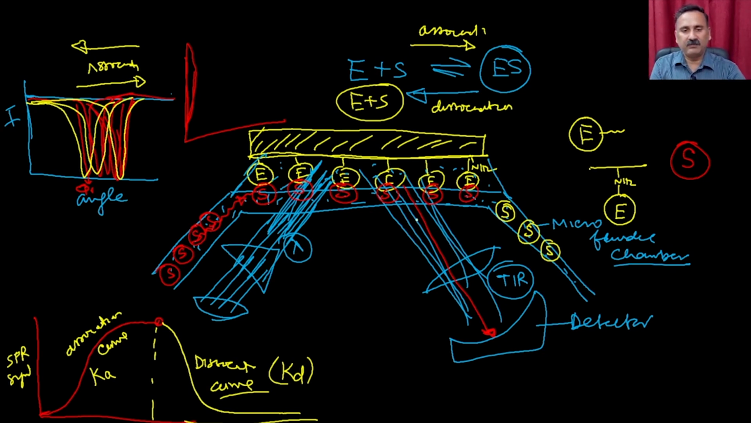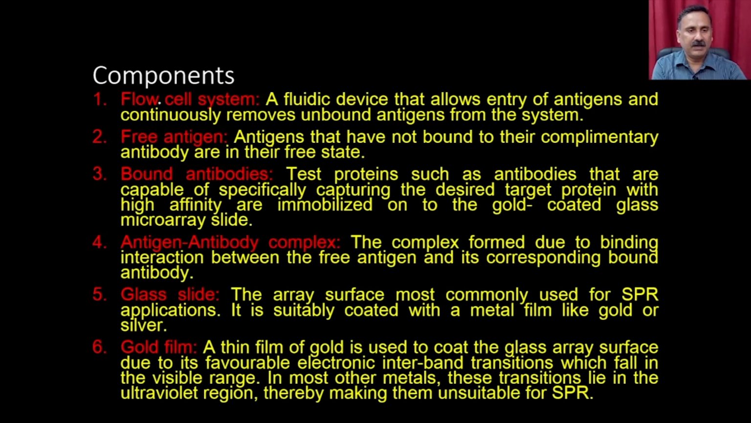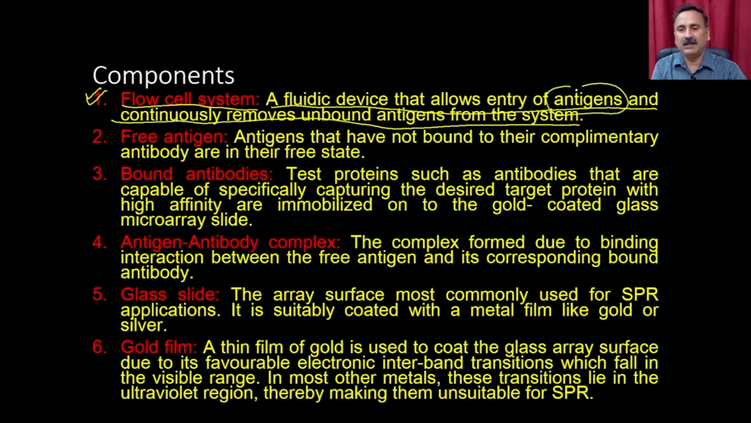Now, if you want to perform this, there are multiple components that you require, right? You require a flow cell. A flow cell is a fluidic device that allows the entry of antigen and continuously removes the unbound antigen from the system. Although it is saying antigen, it could be anything. It could be substrate, it could be inhibitor, and so on.